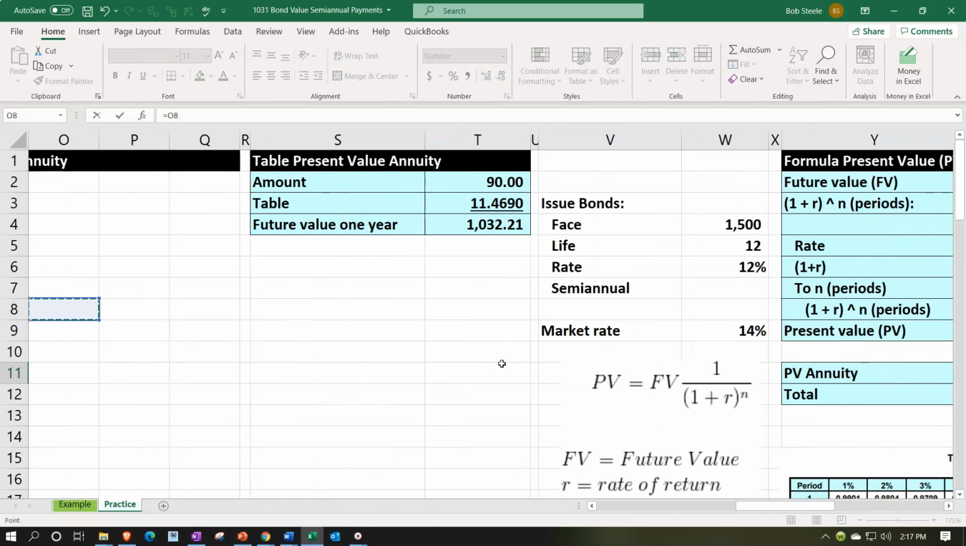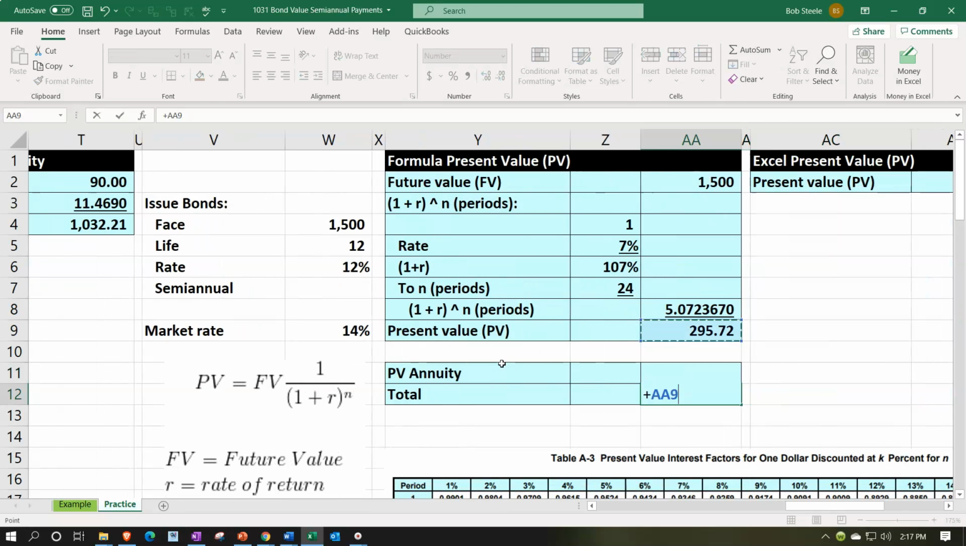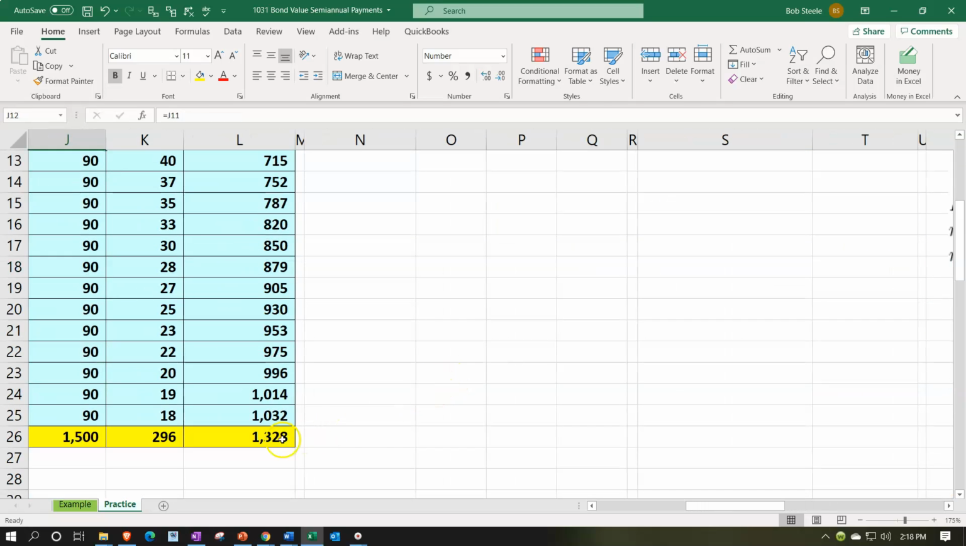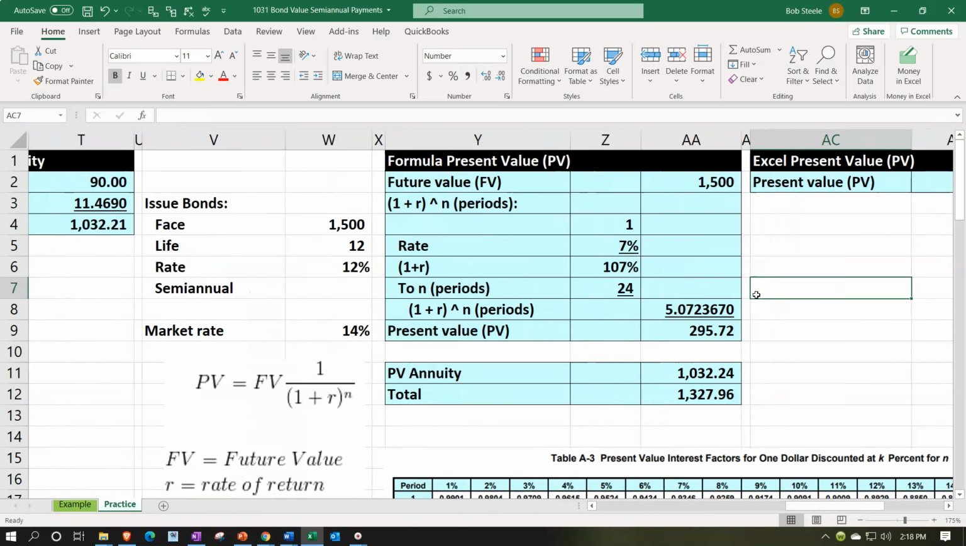I'm not going to pick it up from the tables, but from the Excel formula because it's more exact. We should then get to our price, the $295.72 plus the amount we got from the annuity, 1,327.96. That should match the 1,327 we got in the yellow box over here, 1,328 without the pennies. So that looks good. We calculated it again. This 1,327.96 is less than the face amount due to the fact that the market rate is higher than the rate on the bond. Therefore, if we were to sell them, we would have to sell them at a discount.